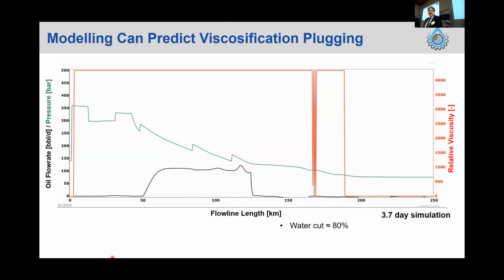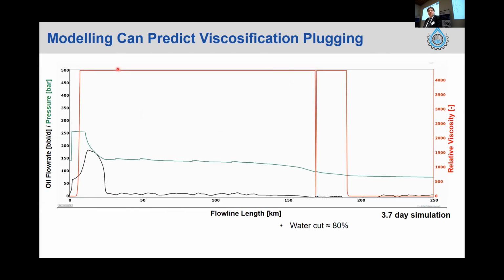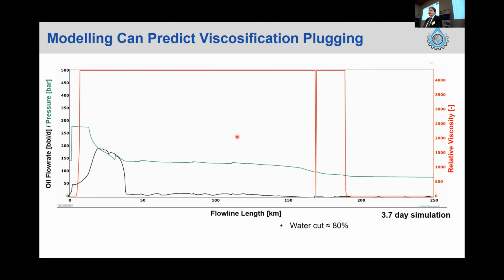So I'll show you one final video, and this is going to be what happens when you have a lot of water in the system. So you can see we're at 80% water cut. Again, red is relative viscosity, black is our flow rate, and this time green is our pressure. So if we go ahead and play that, you can see that hydrate forms, our viscosity goes straight to a value of 4,000. This should indicate that something bad is about to happen.